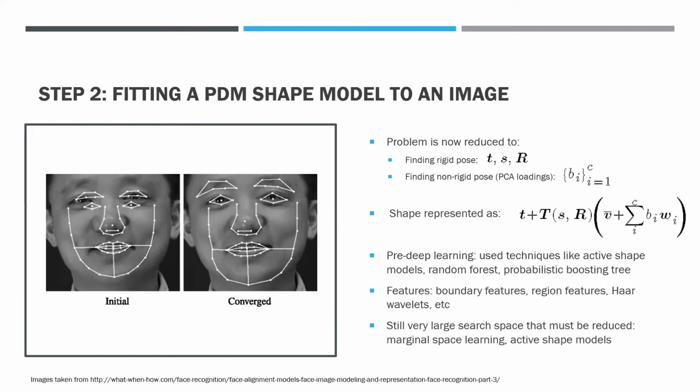Again, we're showing a computer vision example on the left just for clarity. Prior to deep learning, different types of classifier techniques were often used, like random forest or probabilistic boosting tree. Handcrafted features were often used, like Haar wavelets. The problem, though, was still very difficult because it's a very large search space: you have to search for the best combination of the 9 rigid pose parameters and however many PCA loadings you have. So you have to come up with other techniques to reduce that search space, like marginal space learning and active shape models.